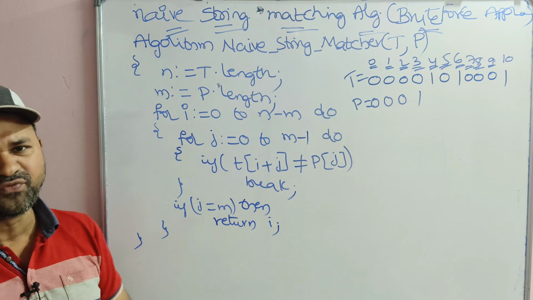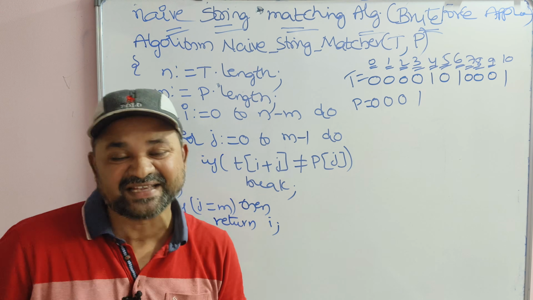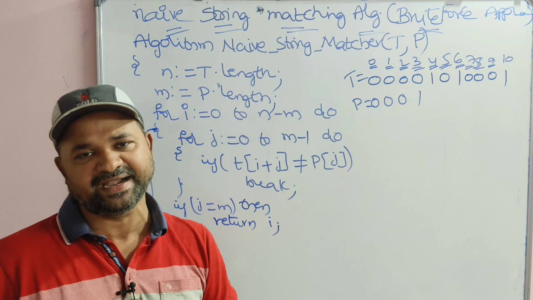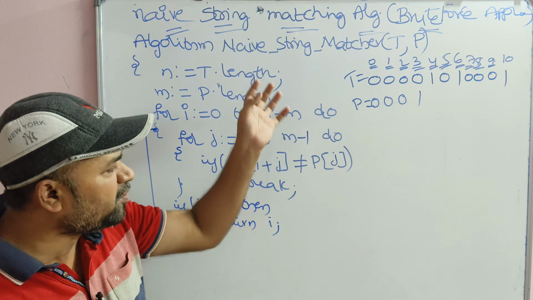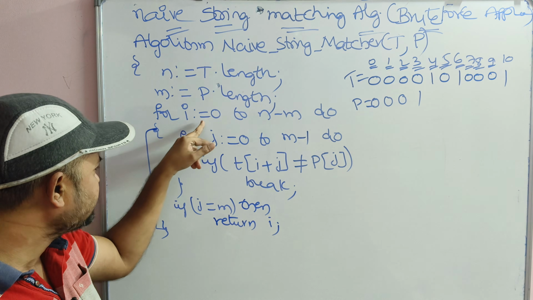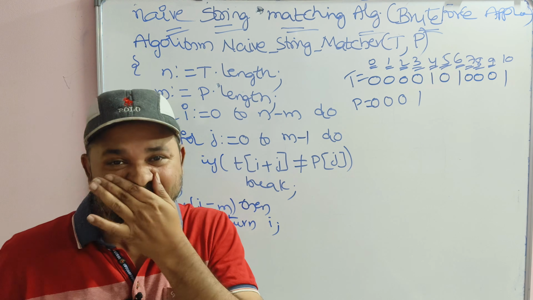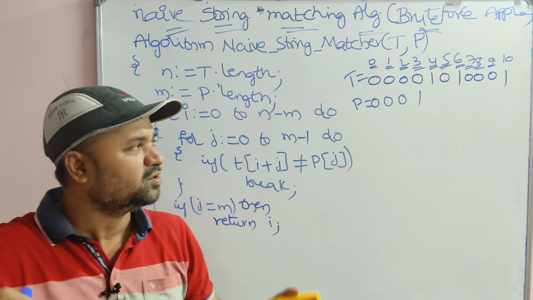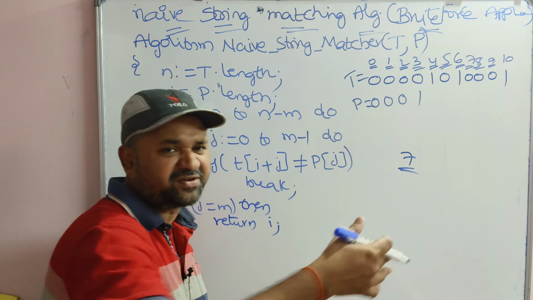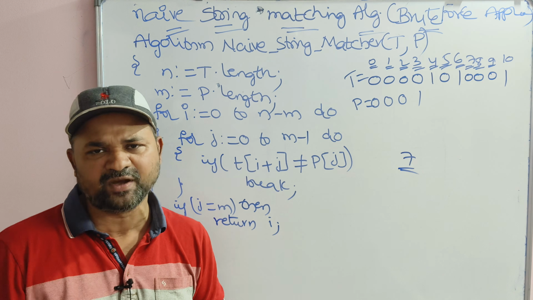Next we are using 2 for loops. The outermost for loop is for the number of shiftings. How many shifts are needed here? N minus m shifts are needed. To perform the operations on the shiftings, we are using variable i. For i is equal to 0 to n minus m, it is like less than or equal to. So 0 less than or equal to 11 minus 4 means 7. So 0 less than or equal to 7, 1 less than or equal to 7, 2 less than or equal to 7. Likewise the loop will be repeated.